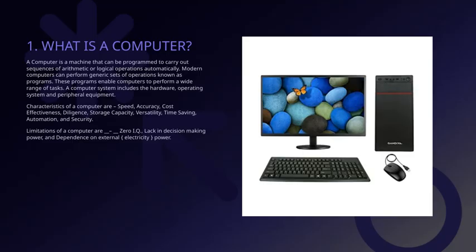A computer is essentially a machine that can be programmed to perform a sequence of tasks automatically, whether they are arithmetic calculations or logical operations. When we talk about modern computers, they are capable of running a wide variety of programs, which are sets of instructions that enable them to do many different things. So, a computer system is not just the hardware, like the CPU, memory, and storage, but also includes the operating system and peripheral devices that connect to it.